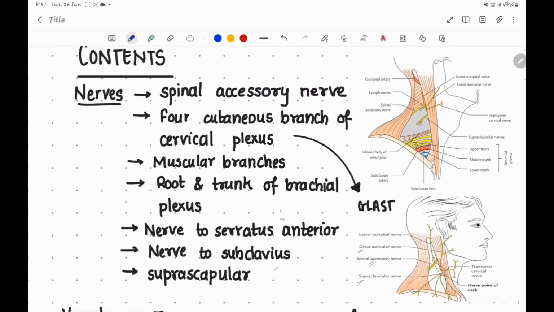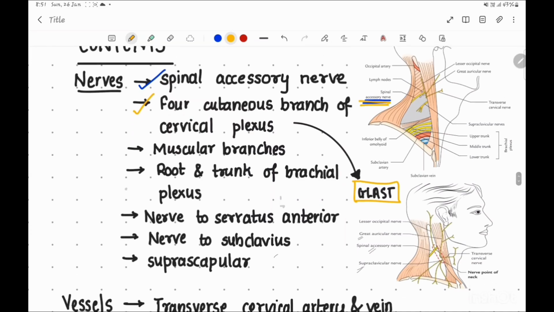The first thing that we have in nerves is the spinal accessory nerve. You can see the spinal accessory nerve over here. I'll mark that with yellow. Then the four cutaneous branches of the cervical plexus. We have made a mnemonic for that, that is GLAST.